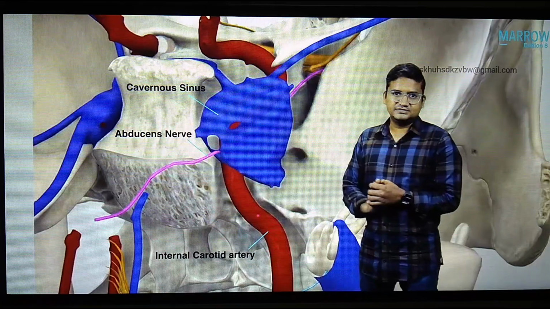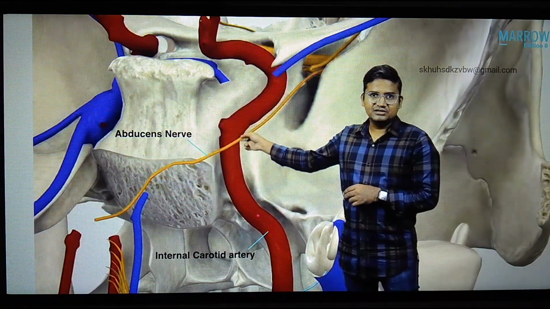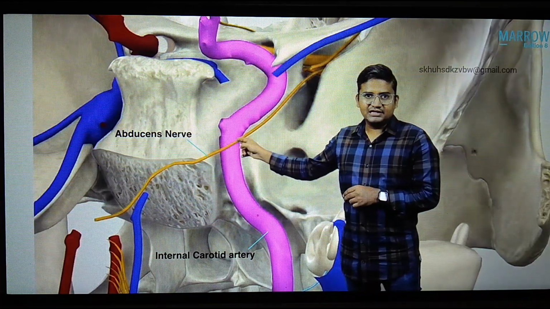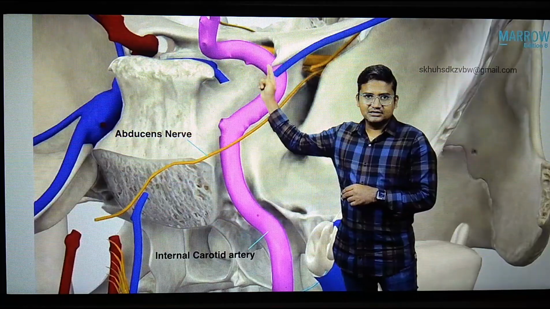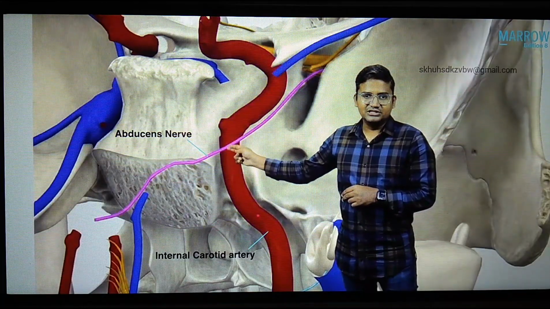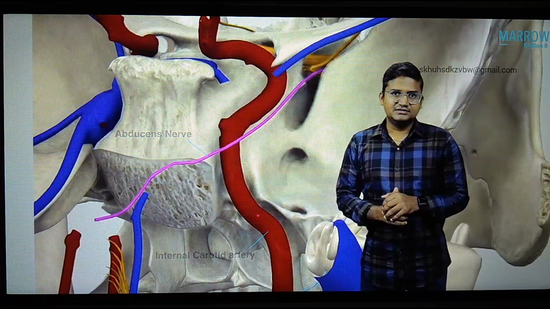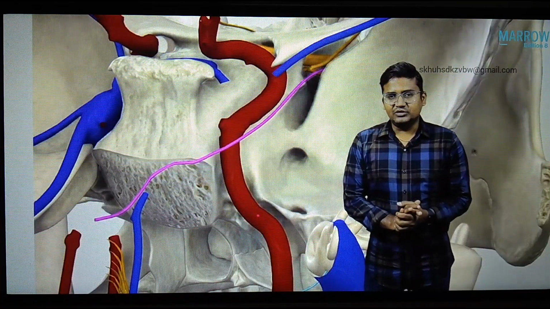Okay. Now we remove the cavernous sinus so that you can see the course of the internal carotid artery here. See here, the internal carotid artery is going like this. And this is our abducent nerve. So these two structures are passing through the cavernous sinus. These are the things you have to know in the animation of the dural venous sinus topic. And by this, we are completing the dural fold and the dural venous sinus.